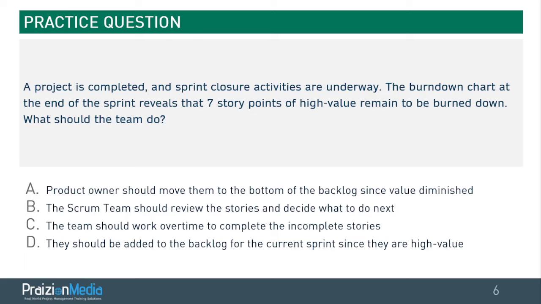Again, we'll use process of elimination. And this time, we'll start from A. Product owner should move them to the bottom of the backlog since value diminished. Now, product owner should move them. I mean, one could say, what is them? Well, them probably refers to the stories associated with those story points.